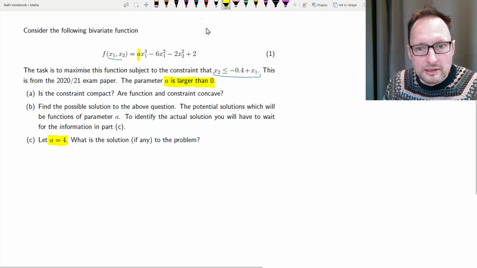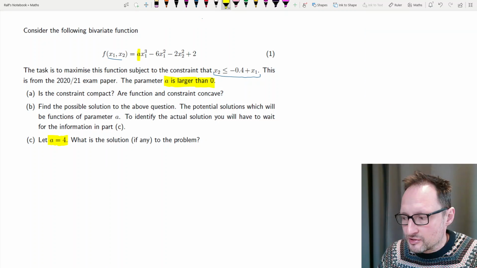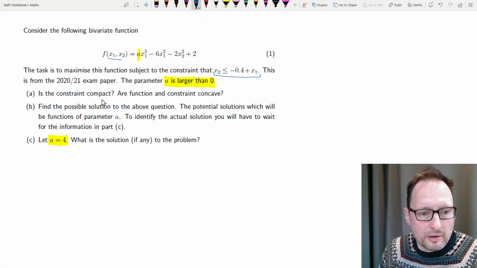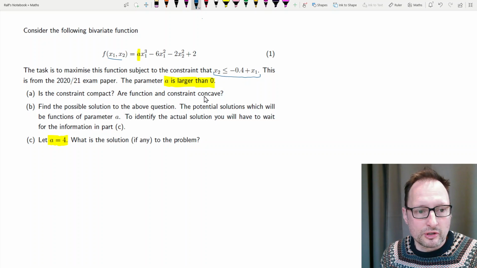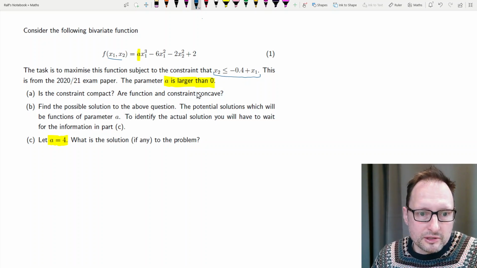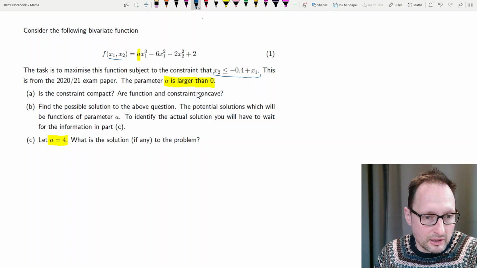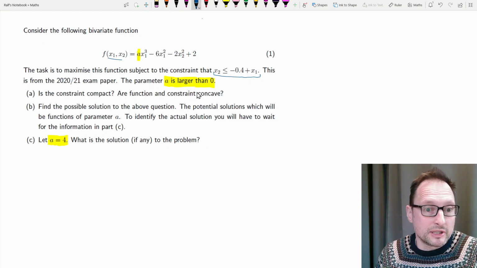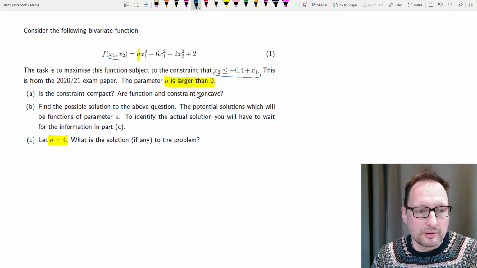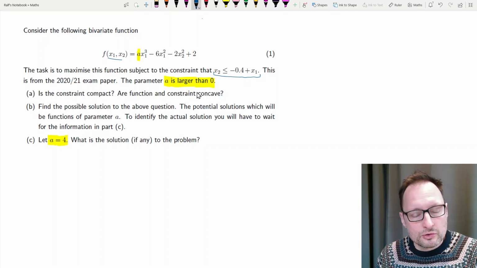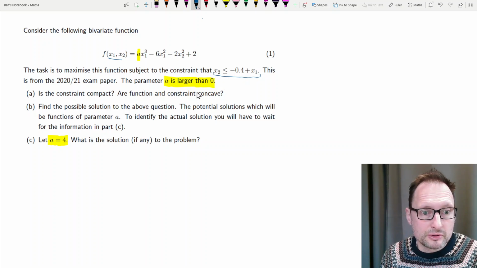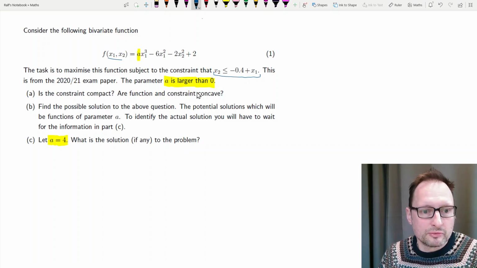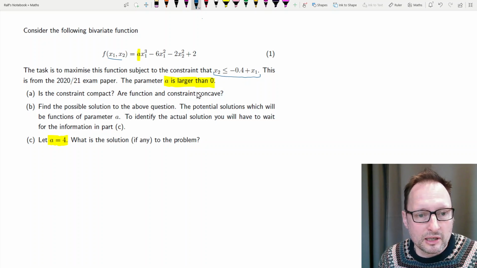So let's start looking at this at part A of the problem. Okay, is the constraint compact, and are function and constraint concave? And we know that these are important questions because they will help us to determine, A, whether there will be for sure a solution to the problem. That would be if the function is continuous, as this one is, and the constraint is compact. And it would help us to determine whether the Lagrangian conditions we will use later are not only necessary, as they always are, but perhaps also sufficient, which would be the case if both function and constraint are concave.